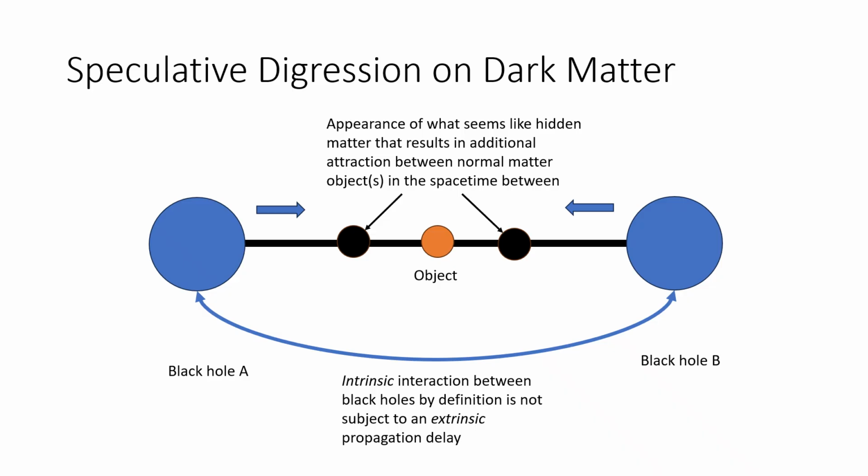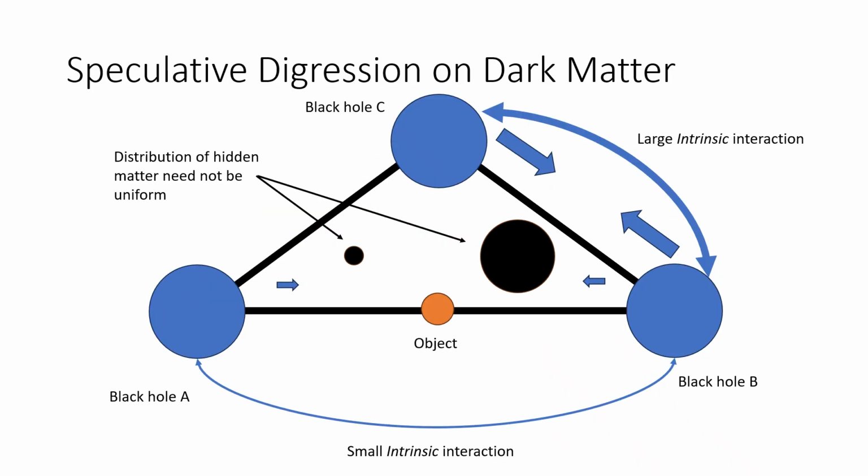Mapping this to our 3D world, intrinsic interactions between black holes separated extrinsically relative to us would give rise to the appearance of what would seem like hidden matter. Thus, dark matter and its distribution throughout the cosmos under this description represents a measure of interaction between black holes. Finally, note further that the distribution of hidden matter produced from the intrinsic interaction need not be uniform. Here we've added a third black hole to produce a plane, and if we consider different amounts of intrinsic interaction between different black holes, then the appearance of hidden mass would reflect this variable exchange.